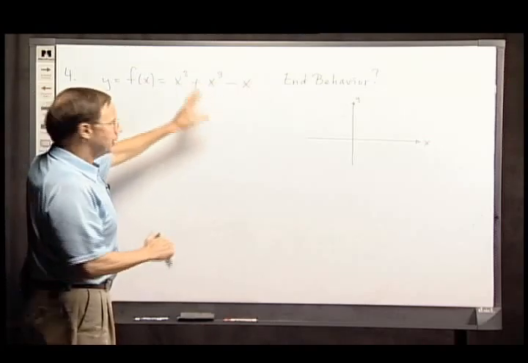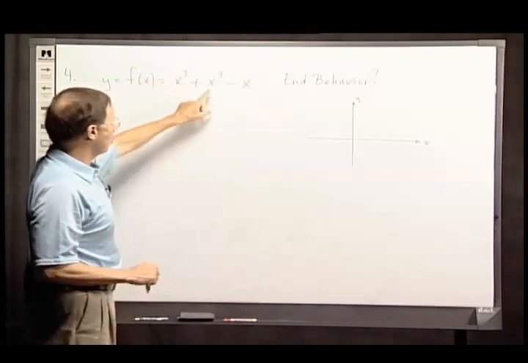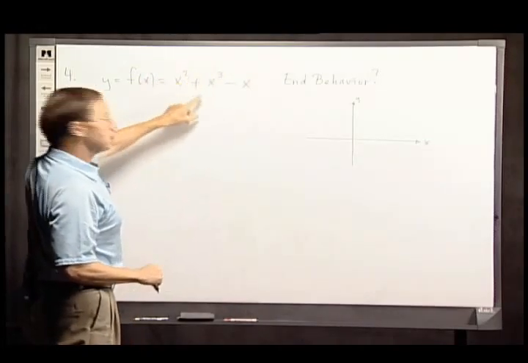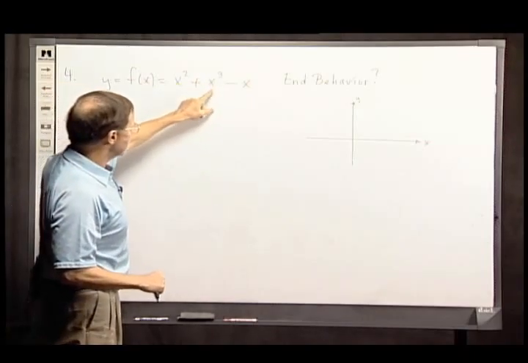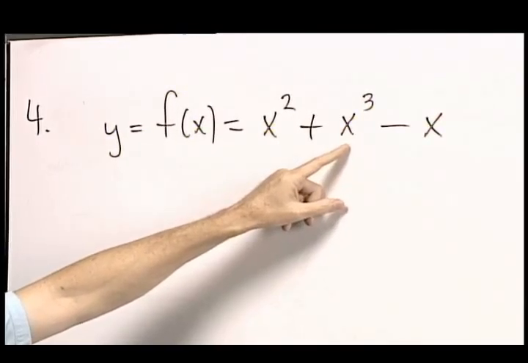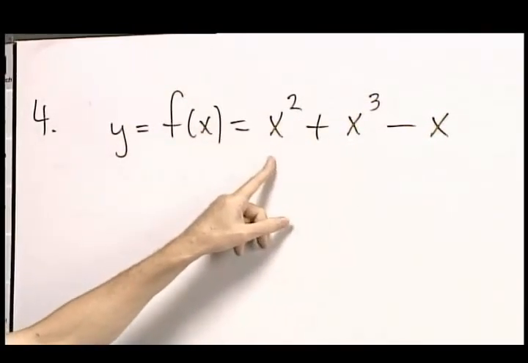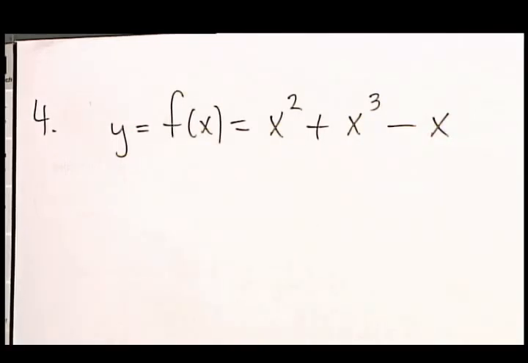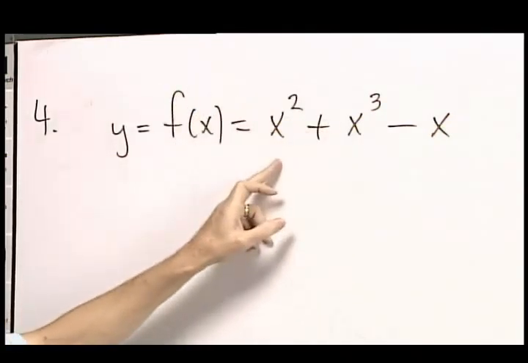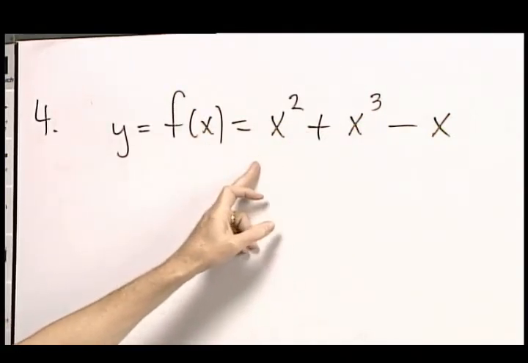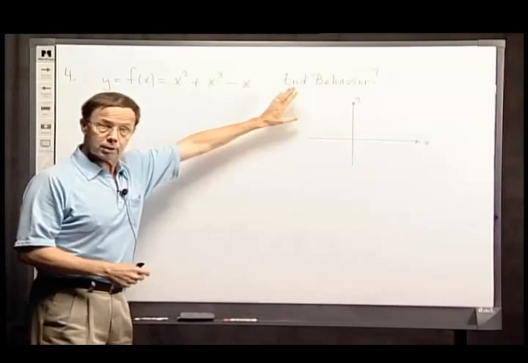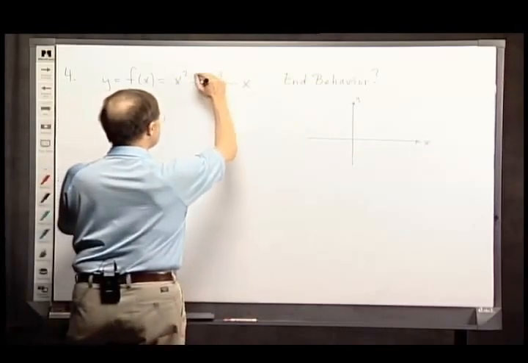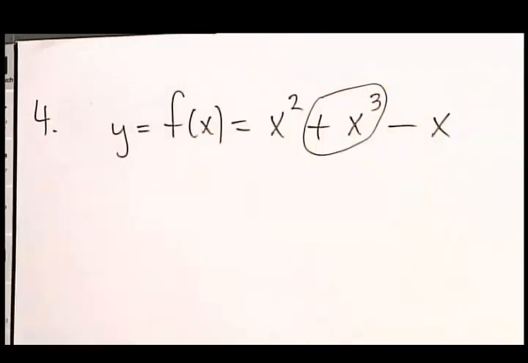I intentionally put these things out of your typical order because this is the term that's going to dictate that behavior. Because note, this term, since there are 3 factors of x, is going to be x times this term. And since I'm talking now exclusively about very large values of x, this term is much larger than this term, and this term in turn is much larger than this term. So really the end behavior of this graph is entirely dictated by this guy right here.